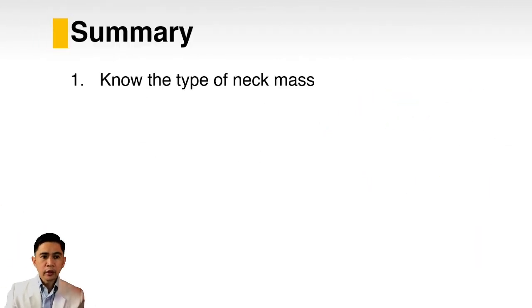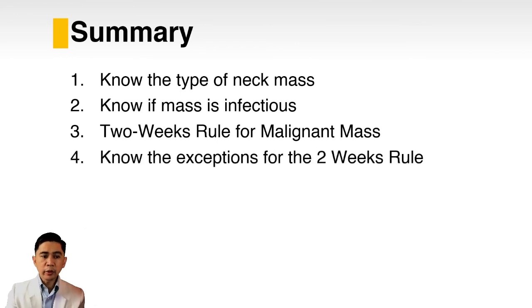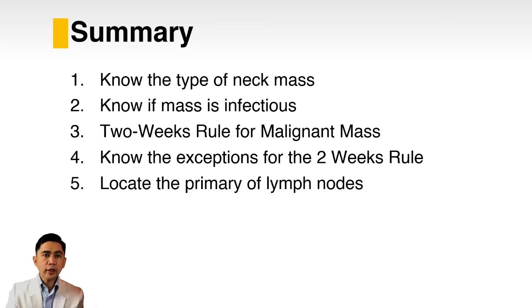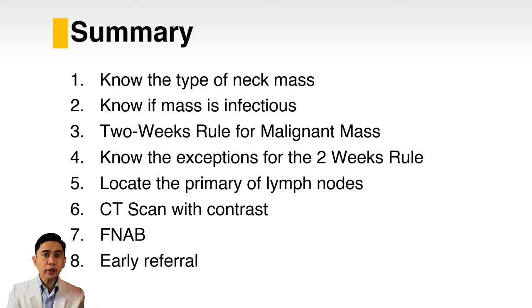So in summary, how to approach a neck mass? First, know the type of neck mass. Second, know if the neck mass is infectious. Third, follow the 2 weeks rule for malignant masses. Number 4, know the exceptions to the 2 weeks rule. Number 5, locate as much as possible the primary of lymph nodes. 6, do a CT scan with contrast. 7, don't hesitate to do fine needle aspiration biopsy. And 8 is early referral to specialists. That's the end of my talk.